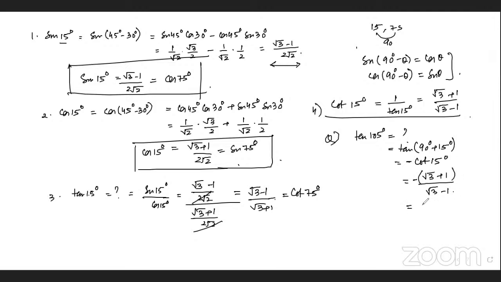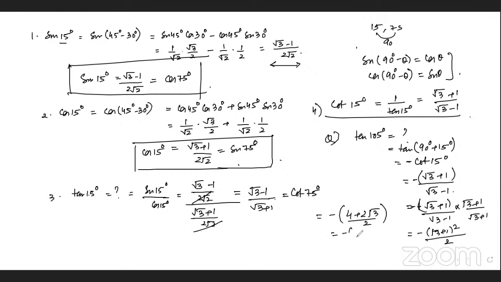So it will be minus times this, and what can you do with it? We can do the rationalization. This minus is outside here. Root 3 plus 1 into root 3 plus 1 upon root 3 minus 1 into root 3 plus 1. So it will become minus root 3 plus 1 whole square upon 3 minus 1, which is 2. So that is equal to minus root 3 plus 1 whole square, that is 4 plus 2 root 3, divided by 2. You can divide it by this. So it is root 3 plus 2. So minus root 3 plus 2. Obviously it should be negative because it's in the second quadrant.